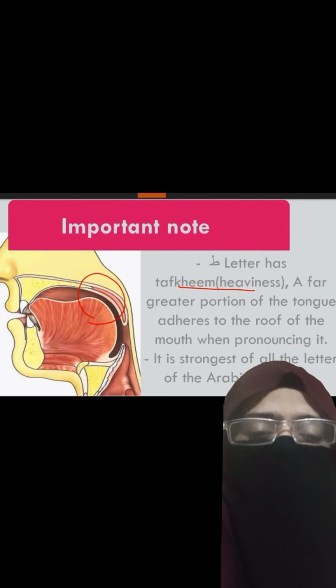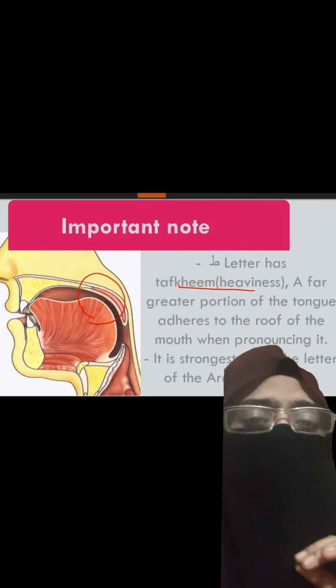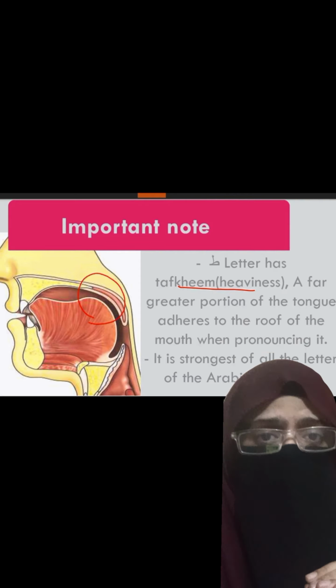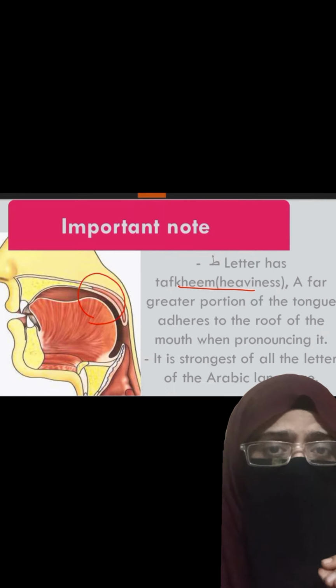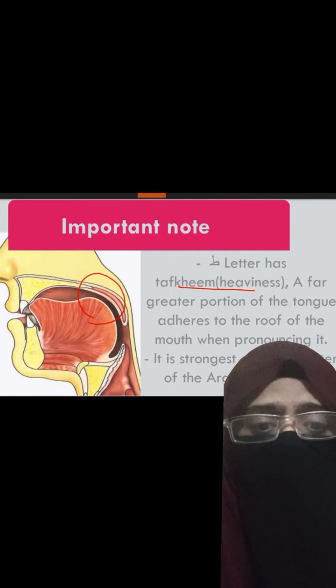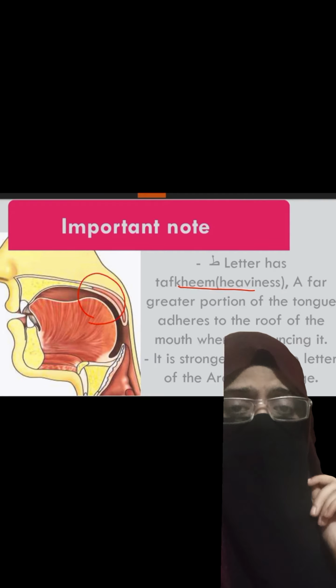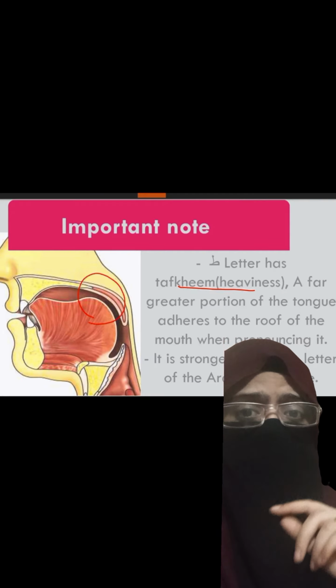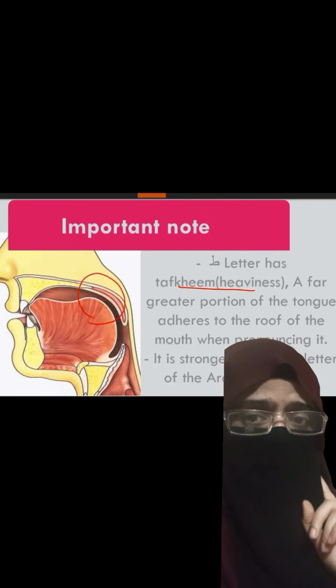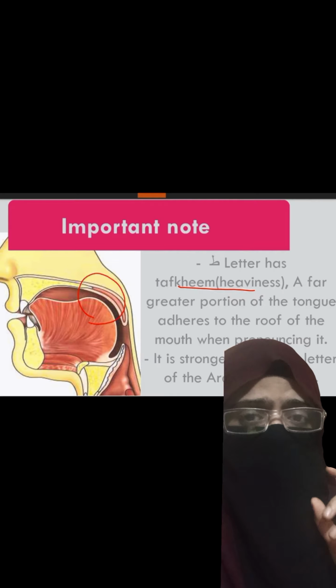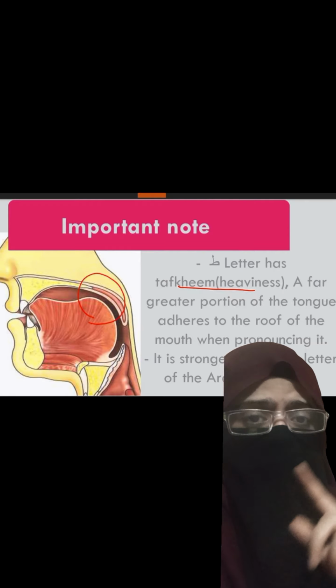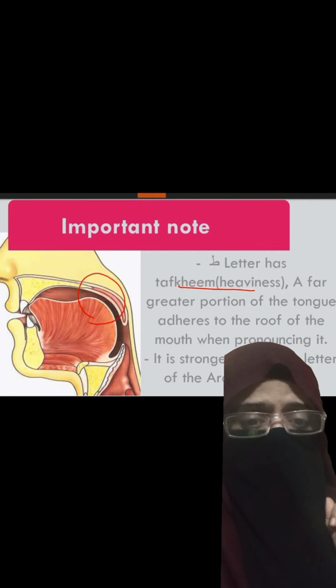Tafkhim. What is tafkhim? I also talk about it many times. Tafkhim means the letter full of the sound of heaviness, heavy by raising the back of the tongue towards the roof of the mouth. So heavy letter, like back of the tongue up, is equal to heavy sound. Okay, everyone?